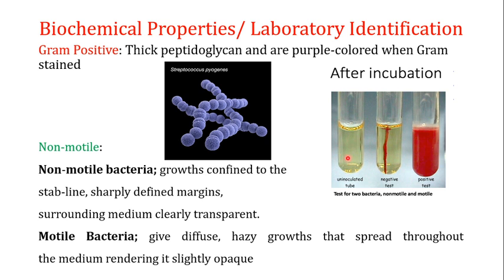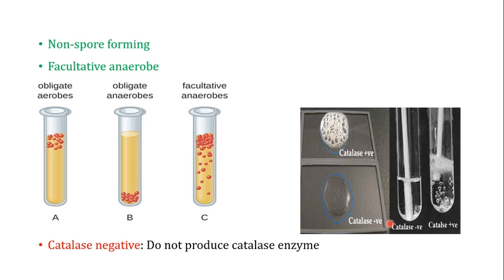So this is the control, the uninoculated tube. If they are non-motile in nature, they are going to give you a growth like this, and if they are motile, you will have a growth like this. So when you talk about group A Streptococcus or Streptococcus pyogenes, they are non-motile in nature. That means they are going to give you a result like this.